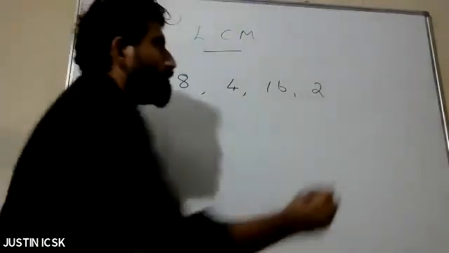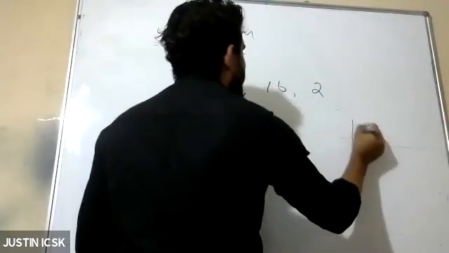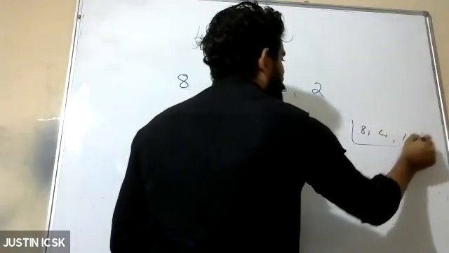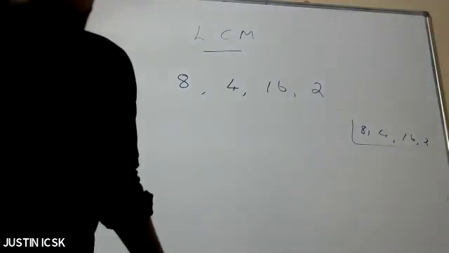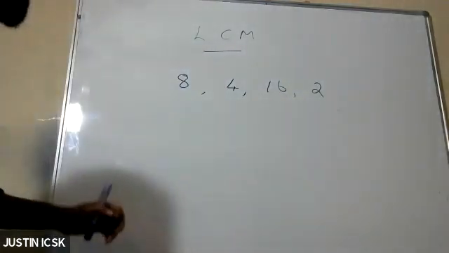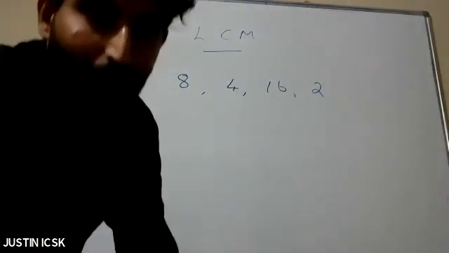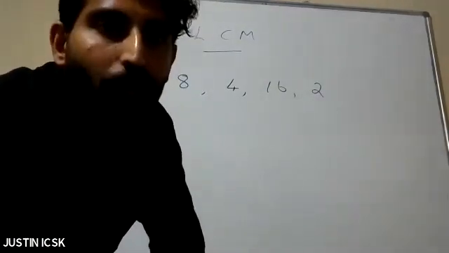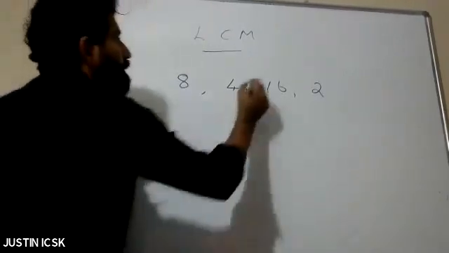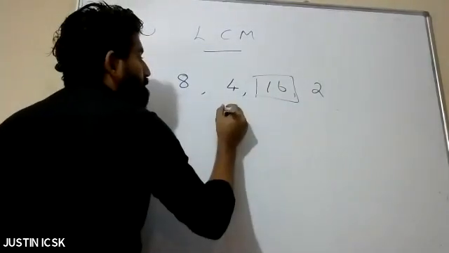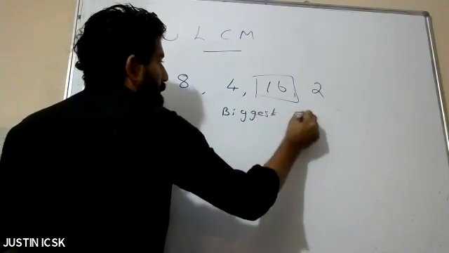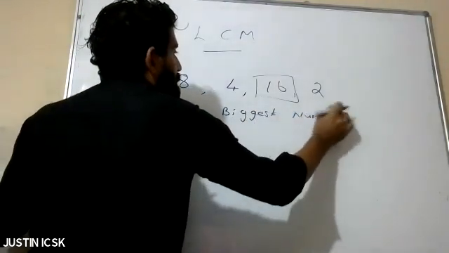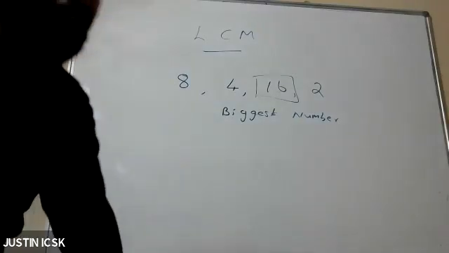I hope you all know the common method, where you write 8, 4, 16, 2 and do division like this. Those who don't know, you can check it. So what we have to do here is mark the biggest number. First you have to mark the biggest number. 16 is the biggest.